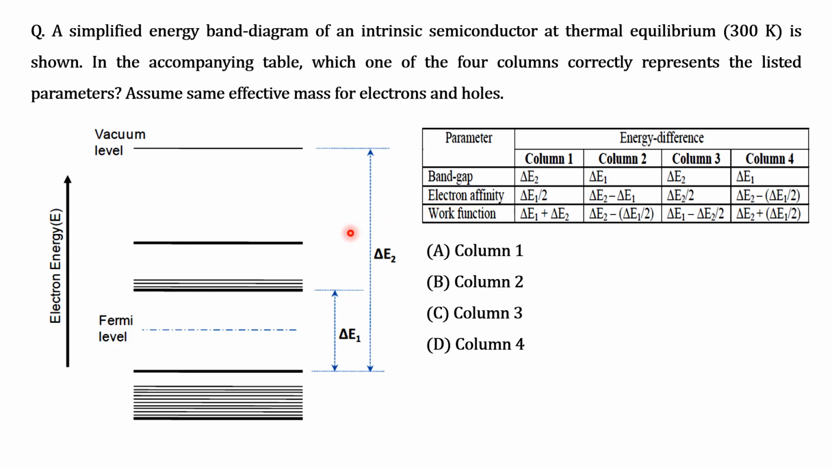Next, electron affinity. That is the energy we require to remove an electron from the Fermi level to the vacuum level. Sorry, from the conduction band minimum to the vacuum level. That is the electron affinity. An electron will be here, and that is the amount of energy required to remove it. Then what will be the answer?